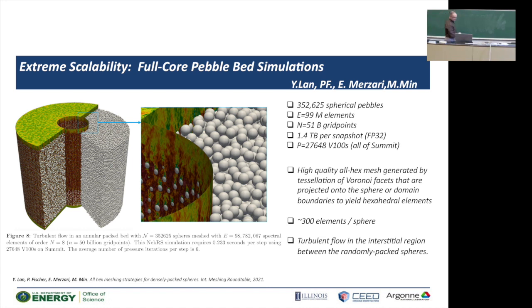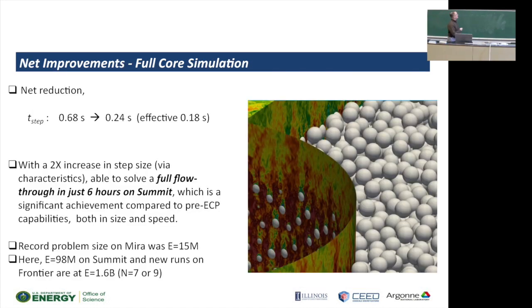When we started this, we were hitting about 0.68 seconds per time step, but through extensive tuning at this scale, we were able to get this down to about 0.24 seconds per time step. We could actually double the time step size, go up to a CFL of 2, and get an effective time step of 0.18 seconds. But the bottom line is we could do the entire flow-through time in 6 hours. On Blue Gene P, it took many, many weeks to do a flow-through time for a smaller system. So this is really a big deal.